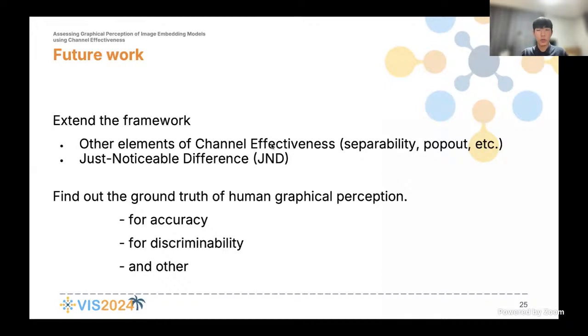For future work, we plan to extend this framework to include other elements of channel effectiveness, such as separability and pop-out, and further investigate perceptual metrics like J and D. We also aim to validate the findings with human studies to establish a ground truth for human graphical perception, and try to fine-tune some models to follow them.